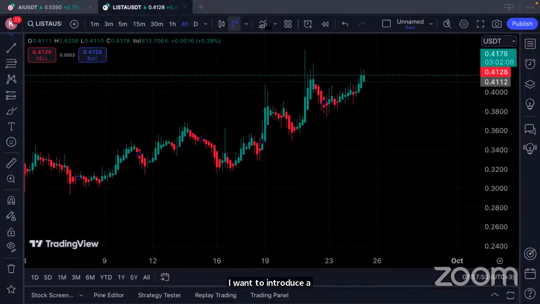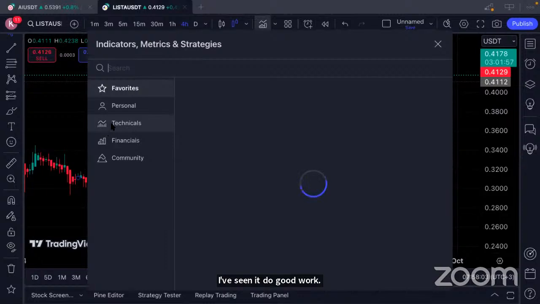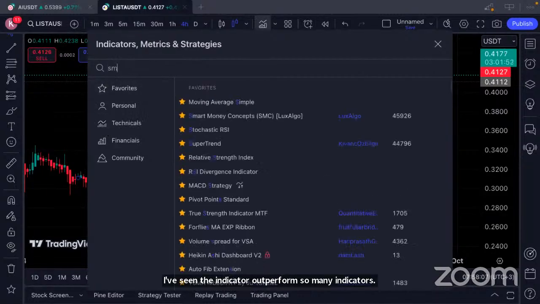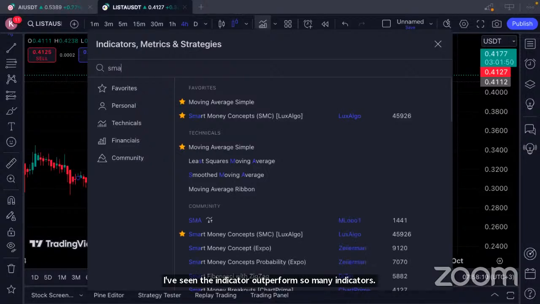And this indicator, I have seen it do wonders. I've seen it do good work. I've seen the indicator outperform so many indicators that I have looked at. And this indicator is called the Smart Money Concept, SMC, by this guy called Lux Algo.